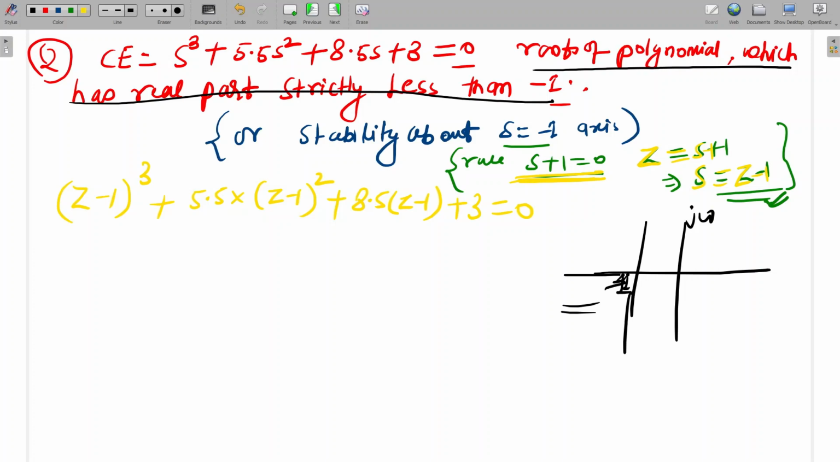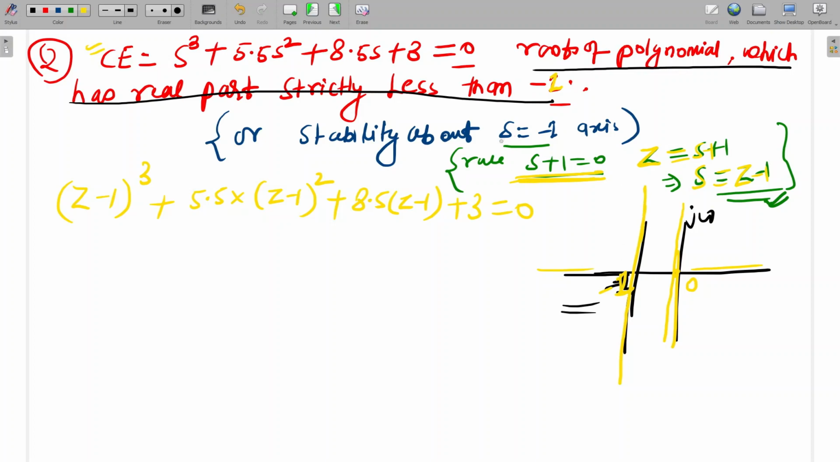Sir, please explain this concept. See, a polynomial is given, the characteristic equation is given, and it is asking for the poles which have the real part strictly less than minus 1. It means normally the RH criteria we apply with respect to the j omega axis, that is at s equal to 0. But the same thing we have to apply when the j omega axis is shifted to minus 1.